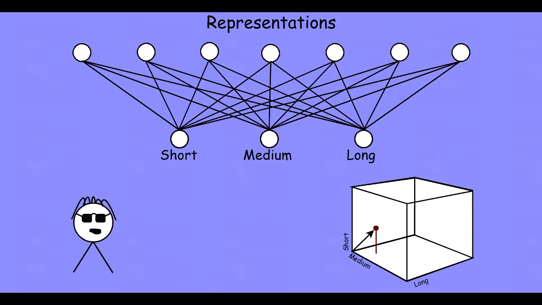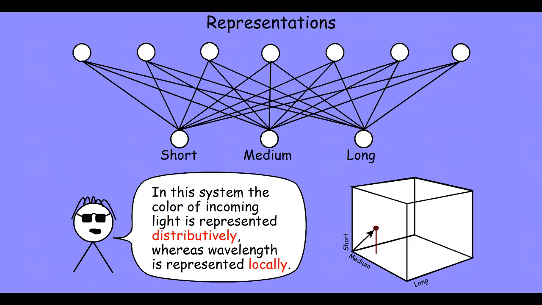Here's a different way of representing light in terms of short, medium, and long wavelength activation patterns. And so we can see here that the actual color of a particular light will be represented distributively. It's a combination of short, of medium, and of long wavelength light. That is the representation of that specific color. Wavelength, however, is represented locally in terms of one of those dimensions.